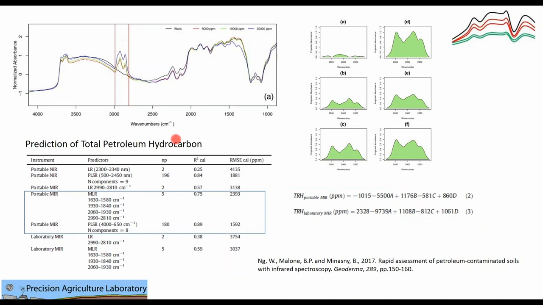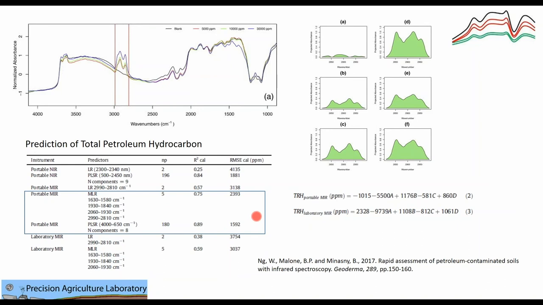And then we have different approaches of multivariate calibrations. Here we have one, partial least squares regression, which uses, this is the number of variables used in the model, 180 variables. We have a 0.89 R squared. However, if we use a machine learning method, we can use fewer variables. So we have 5 variables compared with 180, and the performance of the model is a bit better.